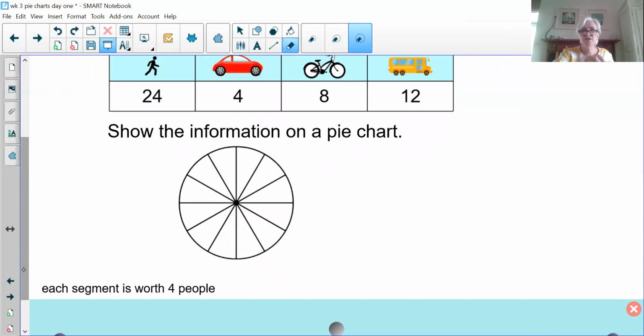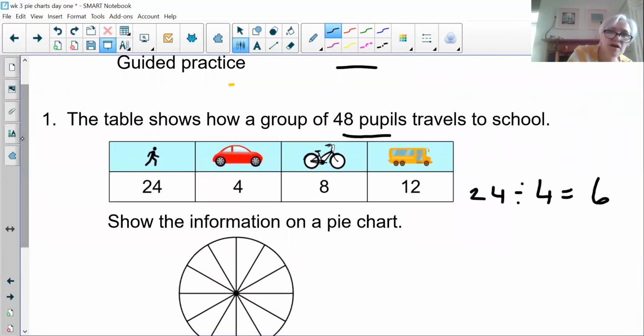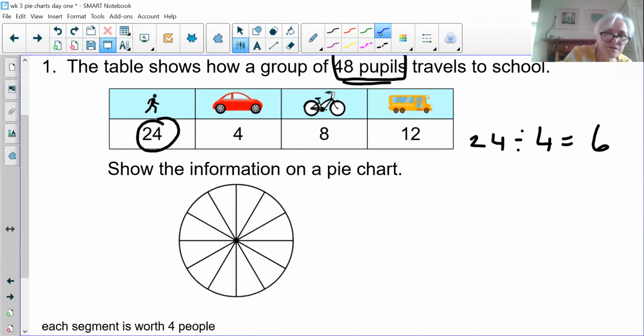So if I'm going to do walkers, how many segments do I need? Well, I've got 24 divided by 4 gives me 6. So I need 6 segments for walkers. And if we go back to the top, for 48 pupils and 24 of them are walking, and 24 is half of 48. So I need half of the pie to show the walkers. Put it down like that. That will be 24. Okay. And then the car.